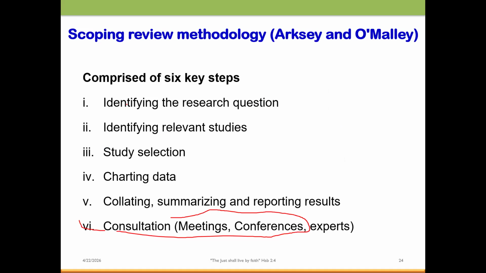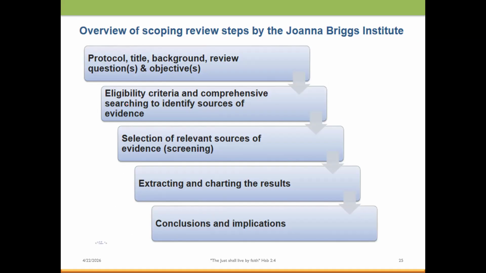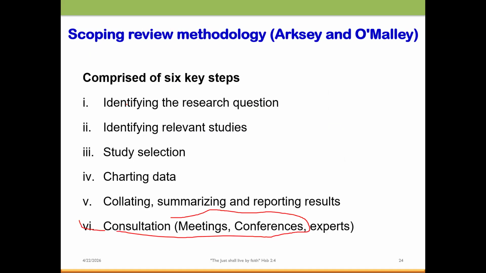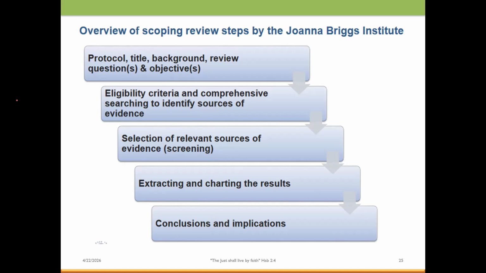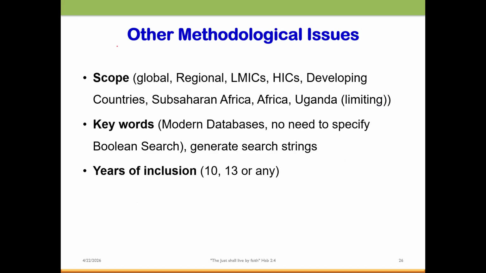So these are almost the same, but you can choose the Joanna Briggs Institute version. You can also highlight the Arksey and O'Malley. I'm familiar with the Arksey and O'Malley, but I've reviewed papers that follow the Joanna Briggs Institute format to come up with their reviews. Now, we have other methodological issues that you need to think about as you're coming up with your scoping reviews. Number one is the scope. You can carry out a scoping review.